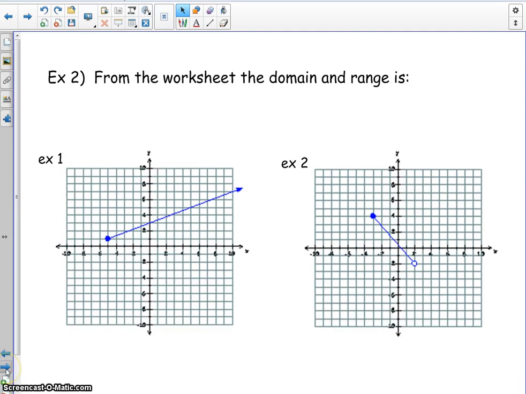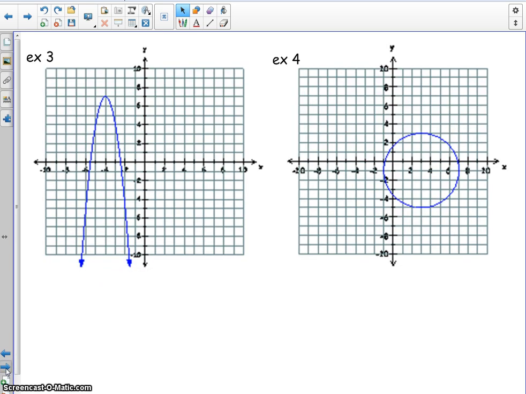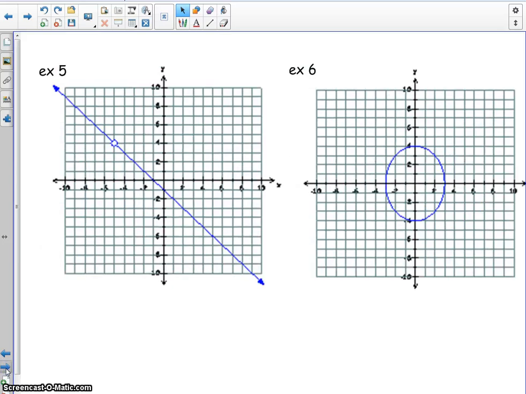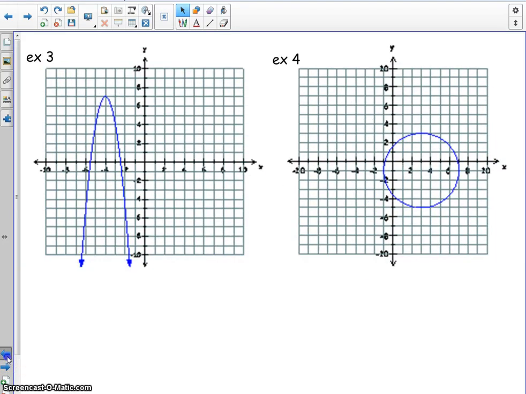Some of them, the notation can get a little bit different, so if you get stuck, that's okay. We'll go through them together afterwards, but try to do as many as you can on your own or with a partner or small group, and push play when you're ready to go through them together.